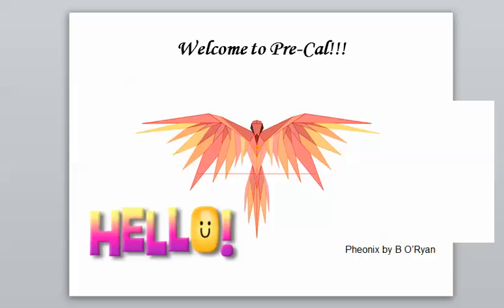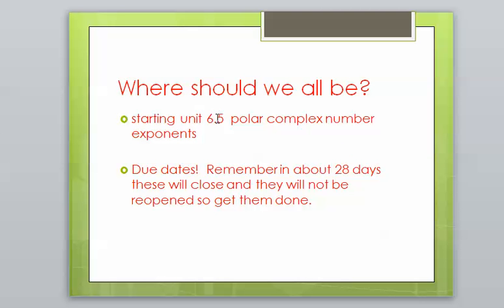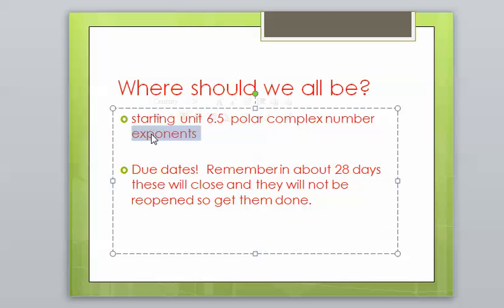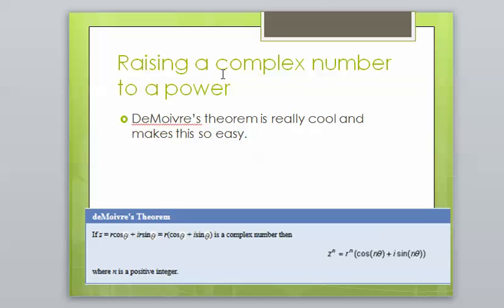Where we're at today is that we're looking at 6.5 polar complex numbers and the exponents. Now we have looked at several different sets of numbers. We've gone through exponents a couple different times and we know how exponents work and how they raise numbers to powers. Well, that's what we're going to be doing. We're going to be raising a complex number to a power, and everything that you see at the beginning boils down to de Moivre's theorem. It's really cool, and it really makes it easy.